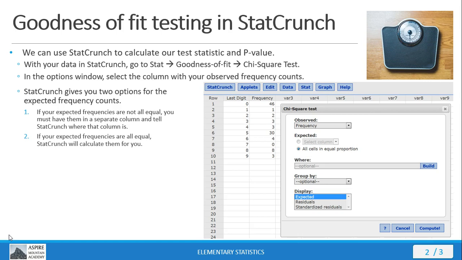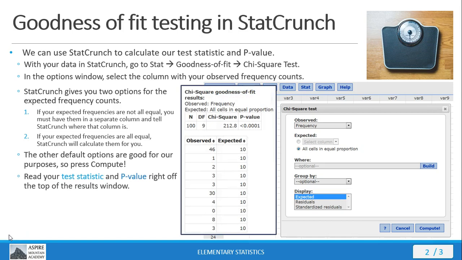For most of your problems, all the expected frequencies are going to be the same, so the default radio button there for all cells in equal proportion is what you're going to want. All the other default options listed here are good, so then you just press compute, and then in your results window up there near the top, you see a little table that's got your test statistic and your p-value. Test statistic, second to last value. P-value is that last value right next door. Notice the values here are the same as what we saw doing this the old school way. So again, highly recommend using the technology we have here in the 21st century and going with StatCrunch.